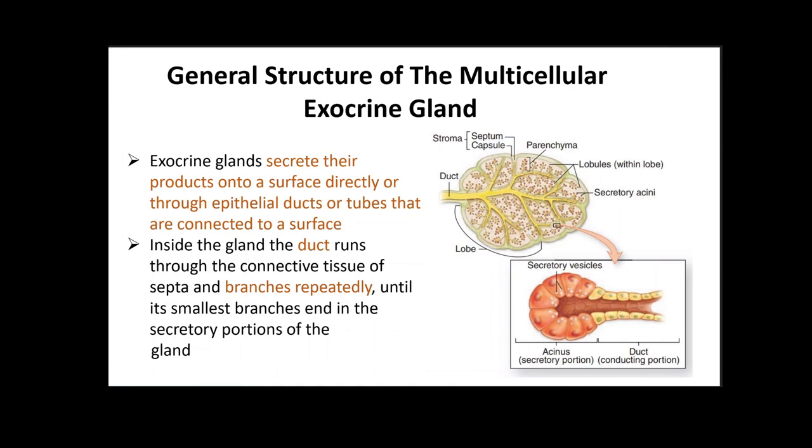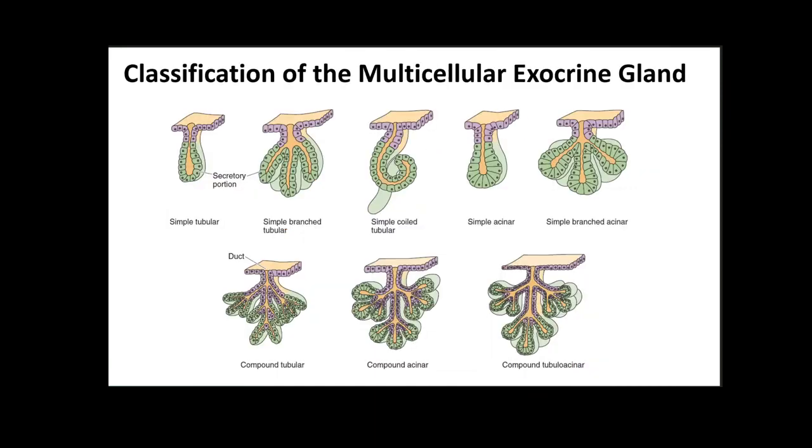Classification of the multicellular glands: they have different shapes. The ones that are long we call tubular, or rounded, which is called acinar. And it depends on the number of branches. If it is simple tubular, it has only one unit. If it's more than one, it's all tubular, but they all open in one duct. It's called simple branched, or it can be coiled. It can also be acinar. It looks funny here. It doesn't look rounded, but that's supposed to be rounded. But this is simple acinar, and then simple branched acinar, which is branched but acinar.